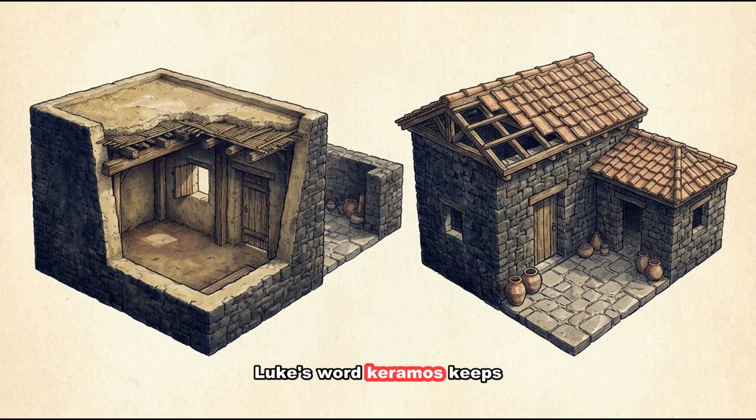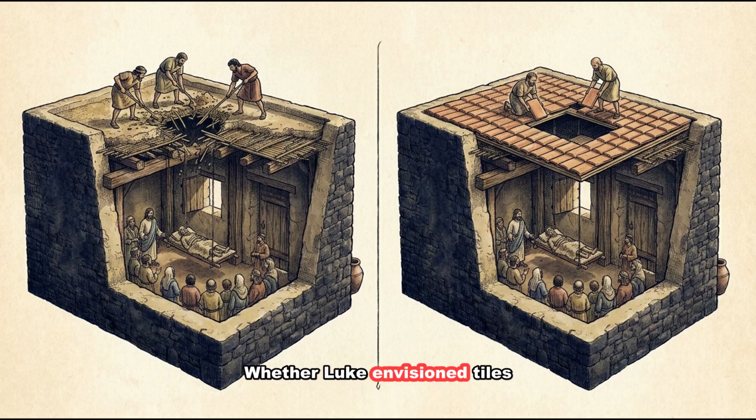Luke's word keramos keeps another possibility visible. Ceramic roofing existed in the wider Mediterranean world, although scholars debate how commonly roof tiles appeared on modest Galilean village houses. The disagreement concerns frequency, not the existence of ceramics. Whether Luke envisioned tiles, hardened clay roofing, or used a familiar literary term, his account does not cancel Mark's verbs. Both narrators describe deliberate access through the roof. The two accounts overlap more than they conflict.